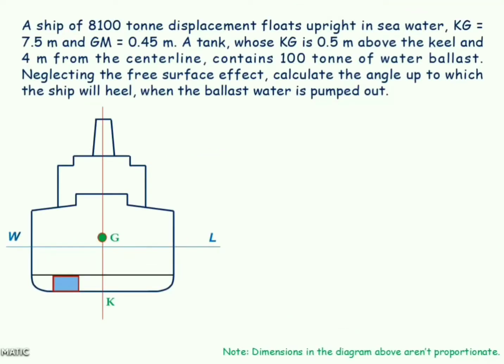A ship of 8,100 ton displacement floats upright in seawater, KG 7.5 meters and GM, that is metacentric height, 0.45 meters. A tank whose KG is 0.5 meter above the keel and 4 meters from the center line contains 100 ton of water ballast. Neglecting the free surface effect, calculate the angle up to which the ship will heel when the ballast water is pumped out.